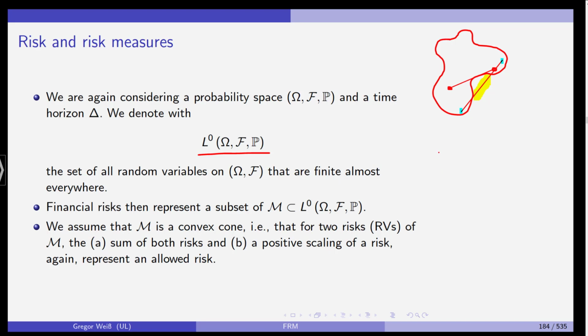We have a set that maybe looks like this. We have two risks here and here, and we require that the sum of those two risks and a positive scaling of a risk is again in this set.